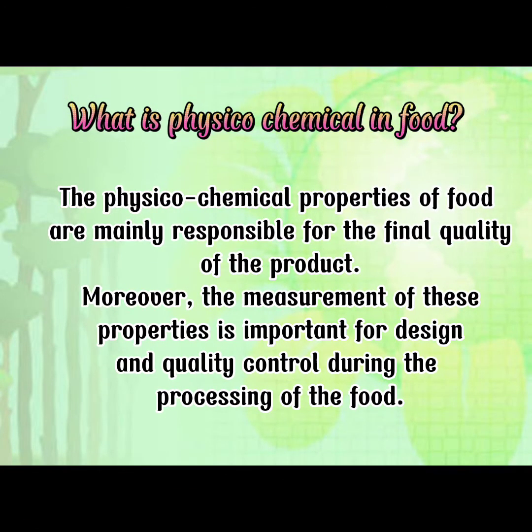What is physico-chemical in food? The physico-chemical properties of food are mainly responsible for the final quality of the product. Moreover, the measurement of these properties is important for design and quality control during the processing of the food.